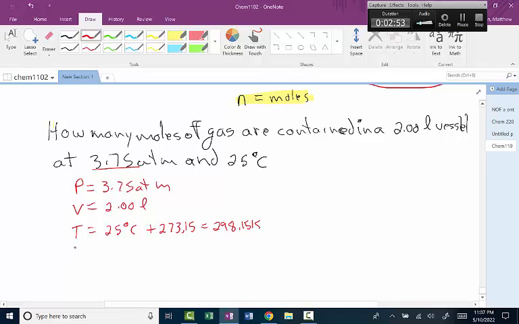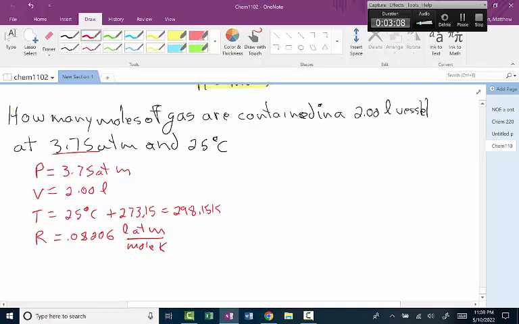And what else do I know? R equals 0.08206 liter atmospheres per mole Kelvin. And so I just set up my equation when I do these. PV equals nRT. I solve for n. Doing algebra, I divide both sides by RT. That cancels these, and I get n equals PV over RT.